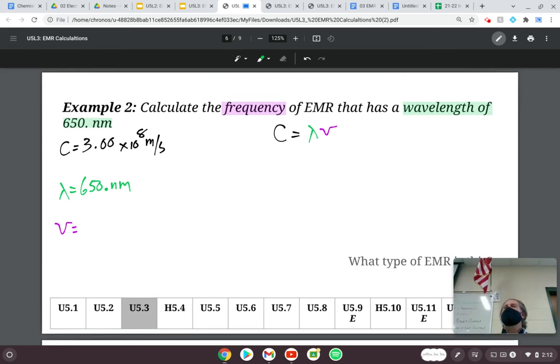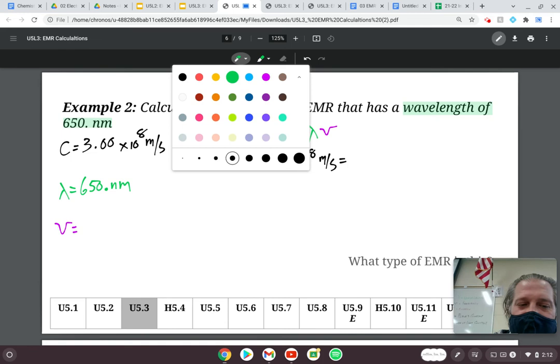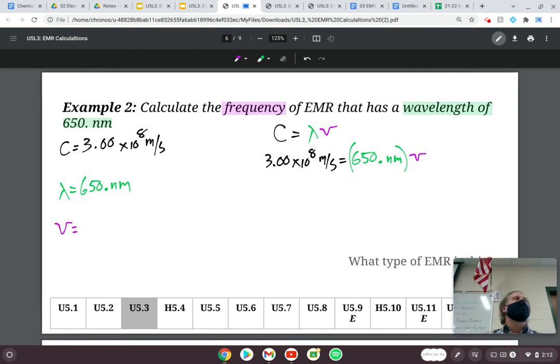All right. Anyway, looking at my problem here, I'm going to plug in what I have, which is 3.00 times 10 to the 8 meters per second equals 650 nanometers times frequency. Now, wait a minute. Can I do this problem the way that I've written it? No. Well, yes. Why not? Because it's nanometers, not meters. Good. The wavelength has to be in meters, so we have to change it to meters.